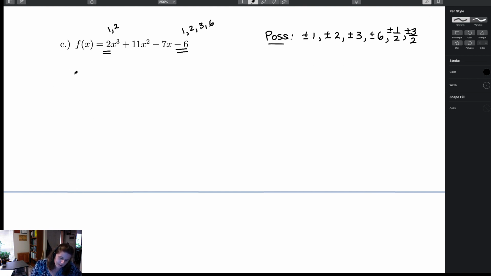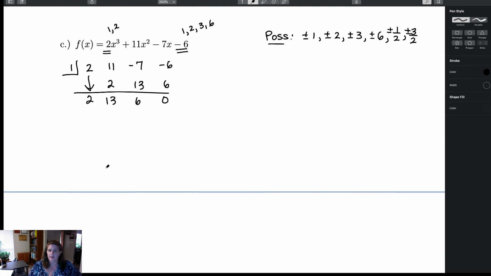Looking at these, let's try 1 first. So if we look at 1, 2, 11, -7, and 6. Dropping it down, 13, and positive 6, and 6 and 0. Wow, 1 was right. All right, continuing on. So we have f of x here as x minus 1 and 2x squared plus 13x plus 6.